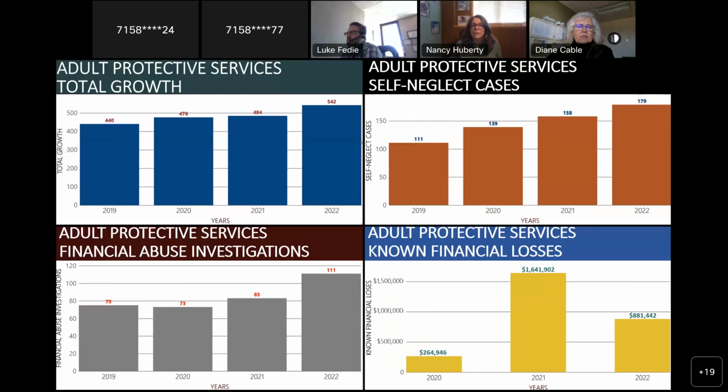Self-neglect has increased by 38%, and financial exploitation has increased by 35%. Now, some of that may be due to changes in financial institution reporting laws, and financial institutions now are to make financial exploitation referrals. In the past, it was rare to get a financial exploitation referral from a financial institution, but that's becoming very common, and we usually see a few every week, if not several.